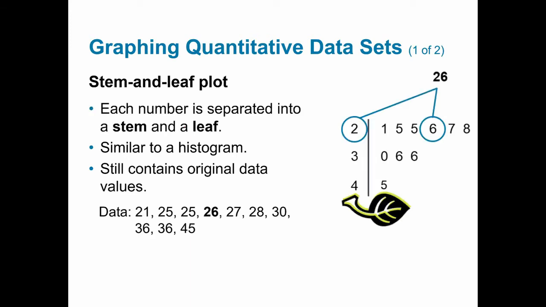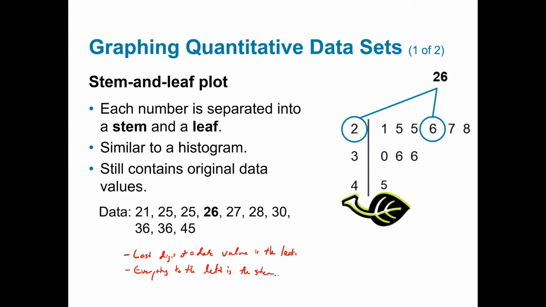So what happens is we separate each data value into a stem and a leaf. The way we do this is whatever our data value is, the very last digit of a data value is the leaf, and then everything to the left is the stem.